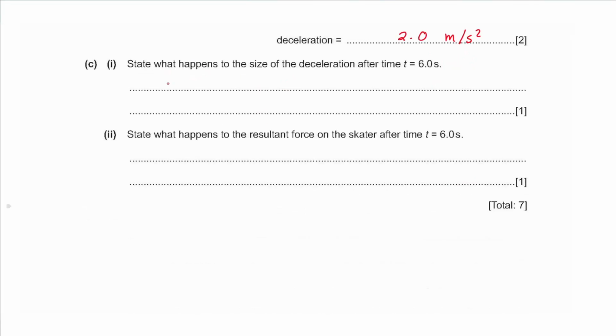Part C(i) says state what happens to the size of the deceleration after time 6 seconds. In the graph after time 6 seconds, it begins to curve like this. So this is a decreasing gradient. So we say the deceleration decreases as the gradient decreases. And state what happens to the resultant force on the skater. The resultant force is proportional to the acceleration or deceleration according to F equals ma. So as a decreases, the resultant force decreases. So we say here it decreases.